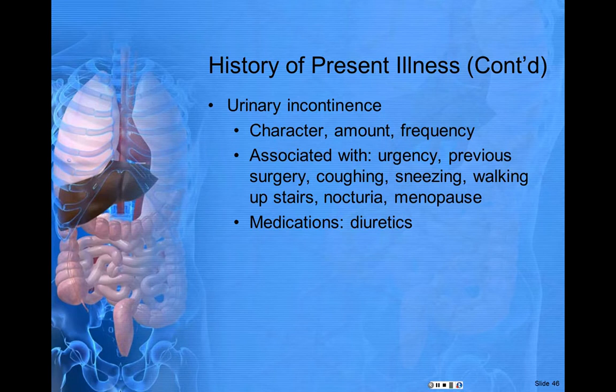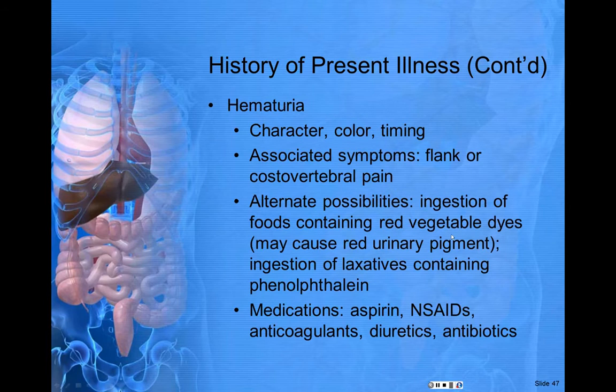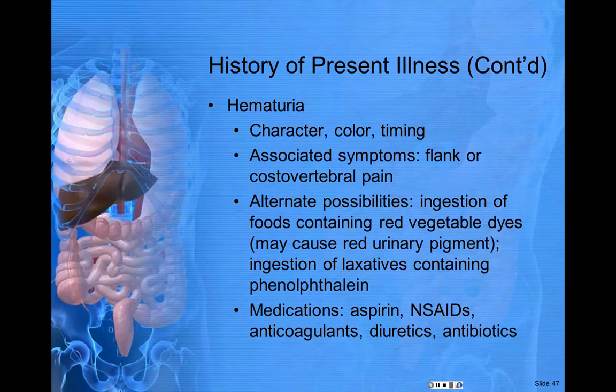Does it happen just because they can't get to the bathroom in time? Or what is it associated with? And then again, medications. Hematuria, character, color, timing. Is it bright red blood? Is there just a little bit of blood on the paper? Associated symptoms, whether there's flank pain or CVA pain.